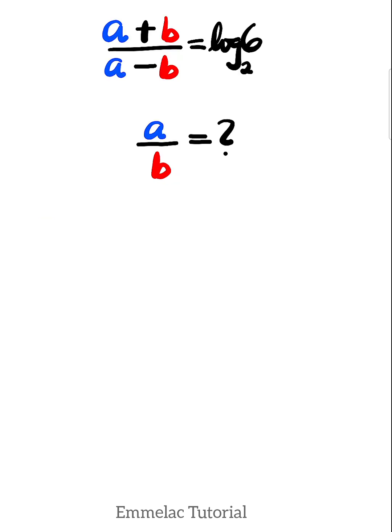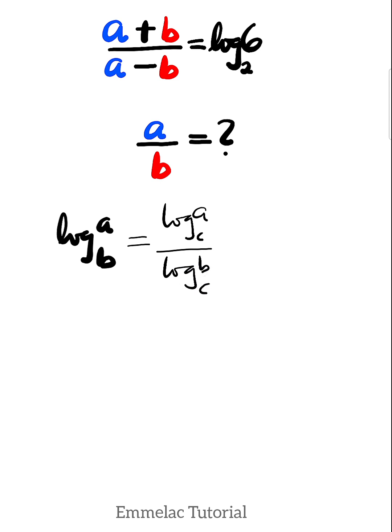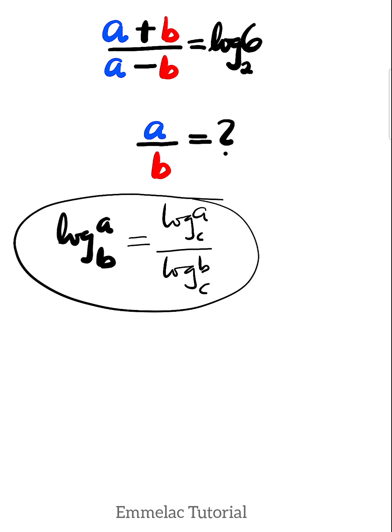First, let's just recall that when you have log a of b, it can be written as log a base c, all over log b base c. Now this is the change of base theorem. So what do we do with this? Now we'll use it to resolve the right hand side of this equation.